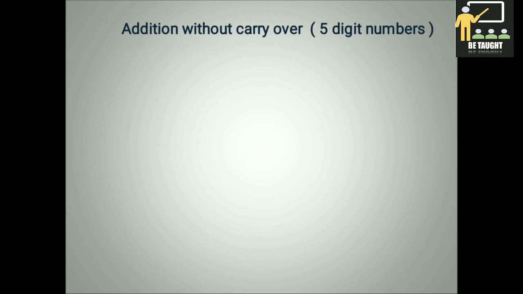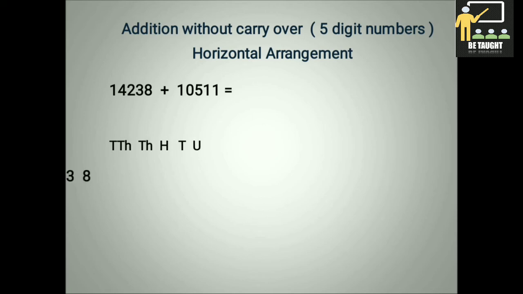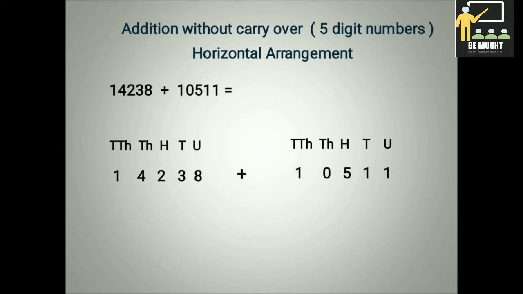Addition without carryover of 5-digit numbers in the horizontal arrangement. Now we learned about vertical arrangement. Now we shall solve the sums in horizontal arrangement. 14,238 plus 10,511. So first we'll write in its proper places both the sets of numbers, and then we start adding from the units place. With the help of arrows, you will understand it in a better way. So we start from the units place.